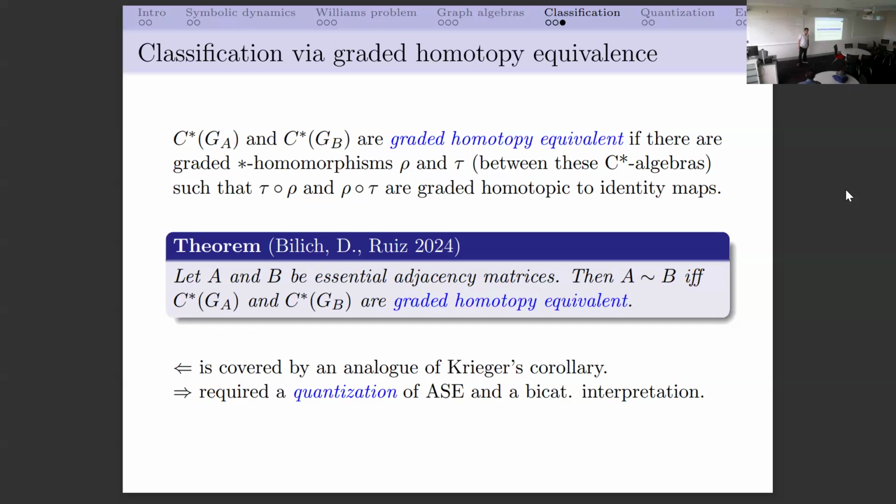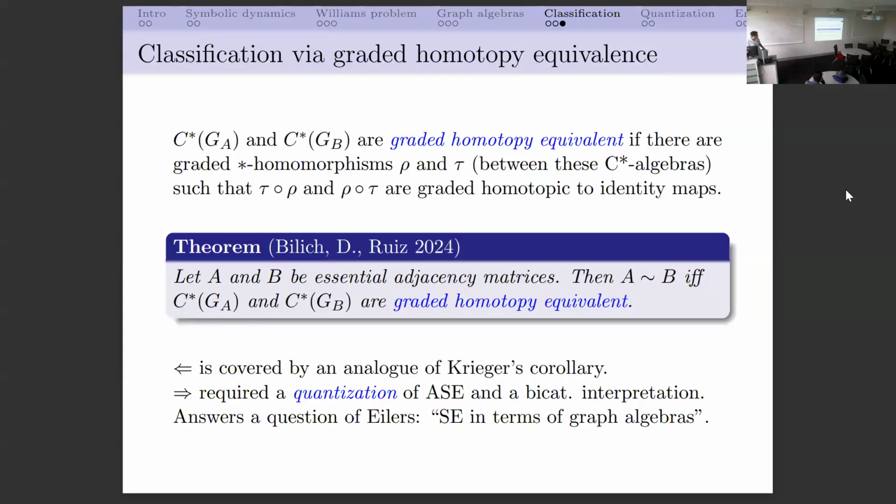It requires a quantization of this so-called aligned shift equivalence that I alluded to, though I didn't really define it, as well as a bicategorical interpretation of it. And it answers this question that Søren Eilers gave me when I was a postdoc at the University of Copenhagen. The question was, can you characterize shift equivalence in terms of the graph C-star algebras? Give me any way of doing this that's symmetric. So SE stands for Søren Eilers, among other things. Great. I was pleased with this.